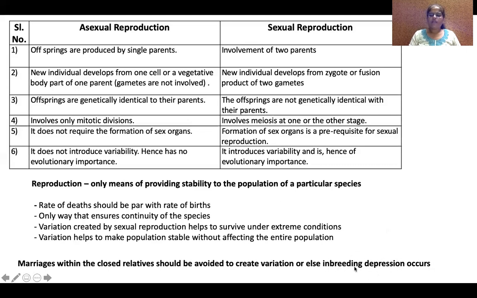What causes this inbreeding depression? In the next chapter, heredity and evolution, we can see what this inbreeding depression is. Okay, now I hope you have understood the different modes of reproduction in organisms, and how and why it is important, and also how we should take care to have a good reproduction. Okay, thank you.